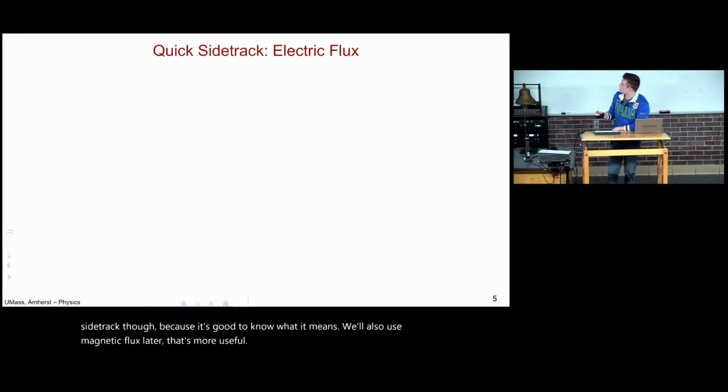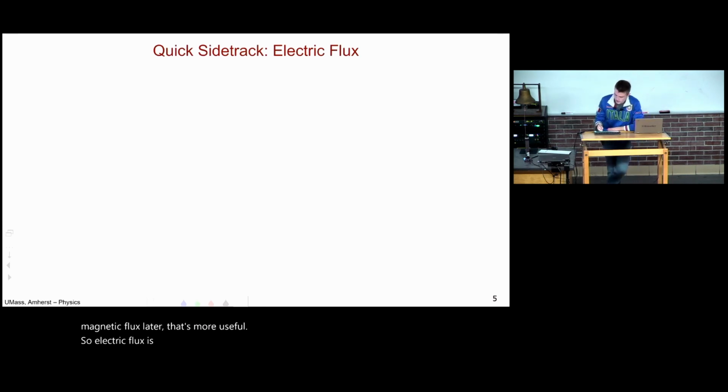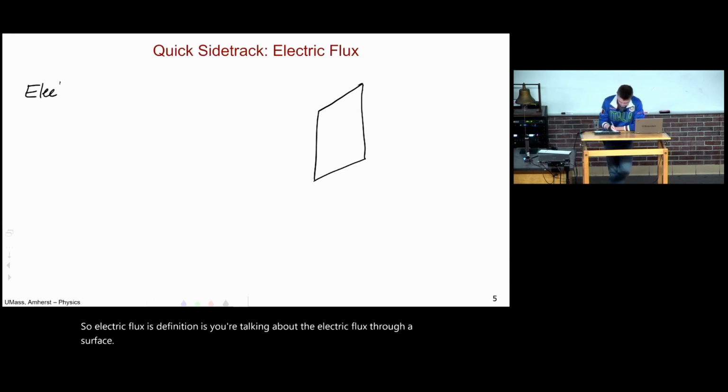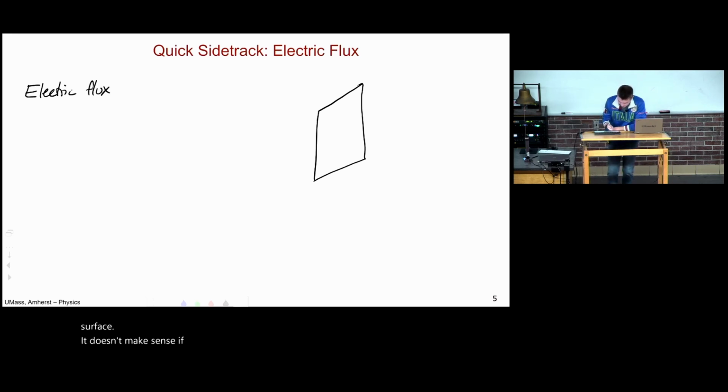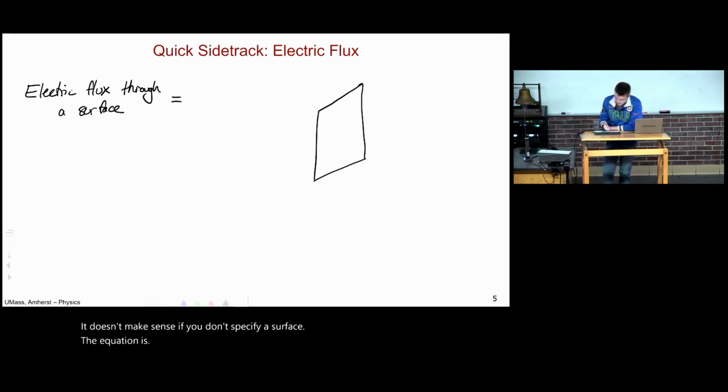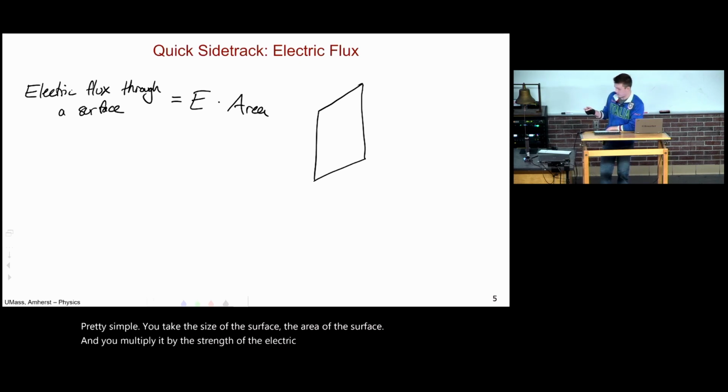So electric flux's definition is you're talking about the electric flux through a surface. It doesn't make sense if you don't specify a surface. The equation is pretty simple. You take the size of the surface, the area of the surface, and you multiply it by the strength of the electric field going through it.